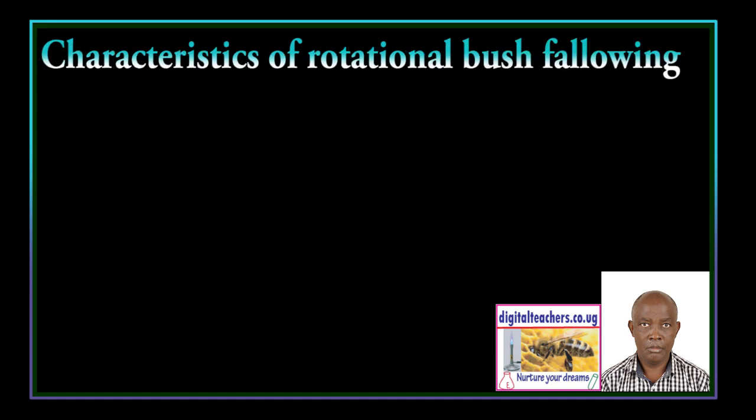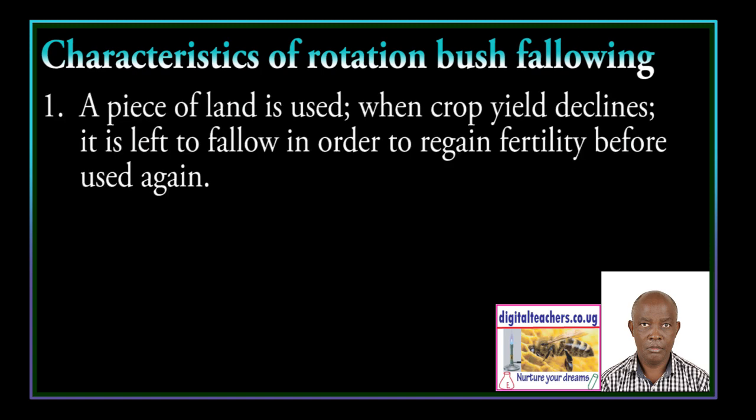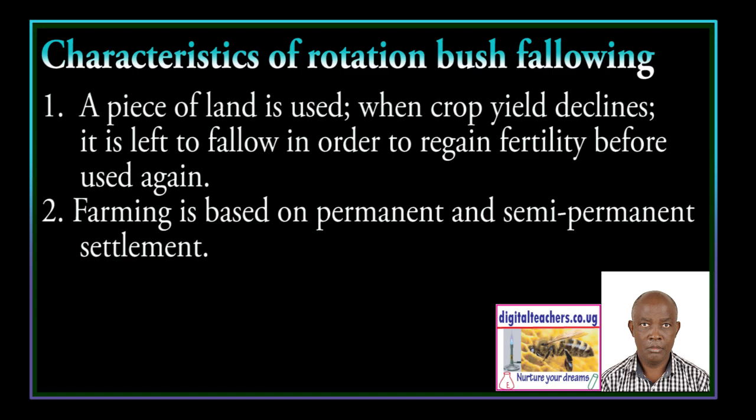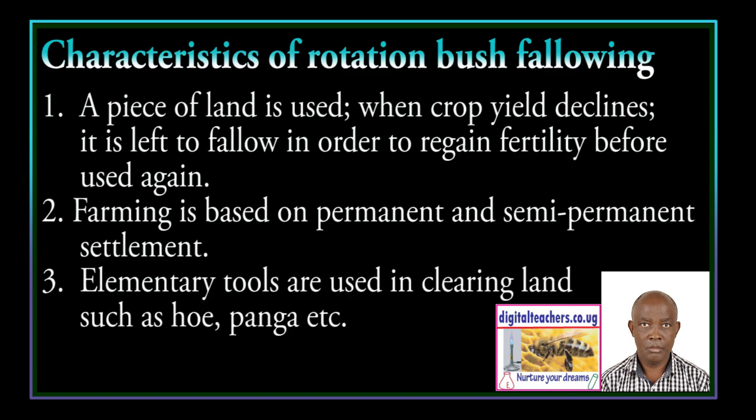Characteristics of rotational bush fallowing. A piece of land is used until crop yield declines. It is left to fallow in order to regain fertility before being used again. Farming is based on permanent and semi-permanent settlement. Elementary tools are used in clearing land, such as hoe, panga, and so on.